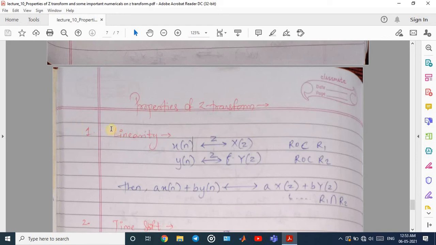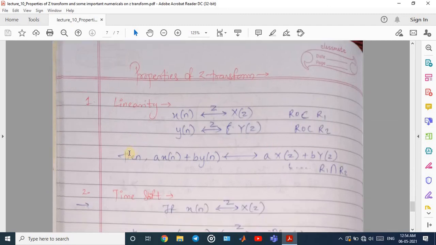So the first property is linearity. Okay, this property is nothing but the superposition or homogeneity theorem, where the weighted sum of two sequences is equal to the output of the weighted sum of the two sequences. So this property states that the Z transform of x of n is x of z with ROC R1. Then also the Z transform of y of n is y of z with ROC R2.